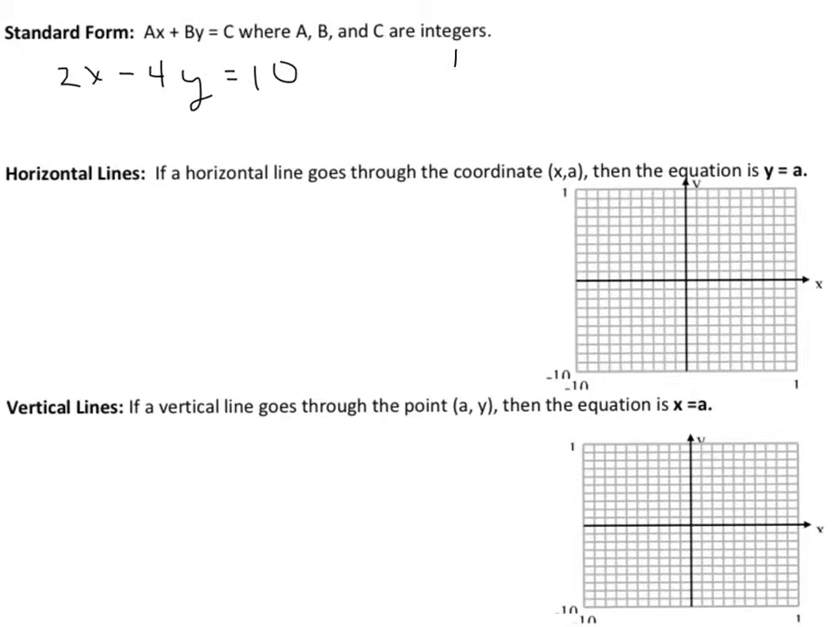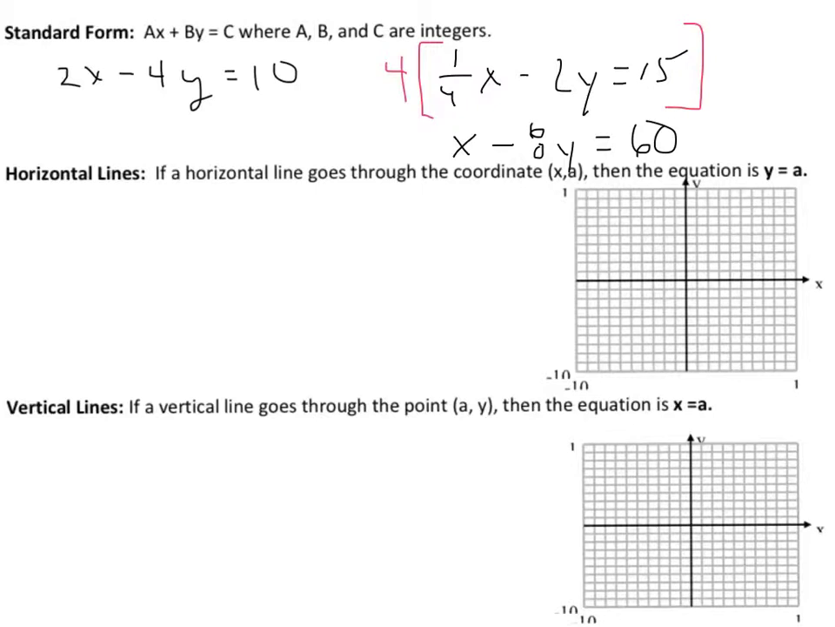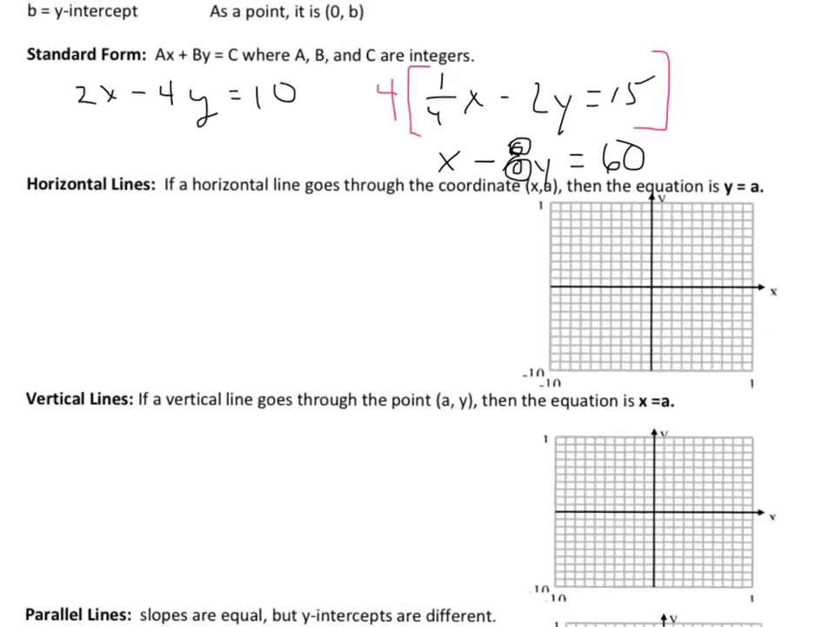Note, if we have something like 1/4 x minus 2y equals 15, we want to get all integers, which means we have to get rid of the fraction, so we multiply by 4. Then 1/4 times 4 is 1, 4 times -2 is -8y, and then 4 times 15 would give us 60, so that's supposed to be a 15 right there. In any case, we have x minus 8y equals 60 as the standard form for that.